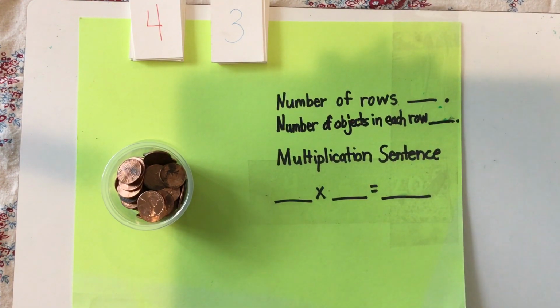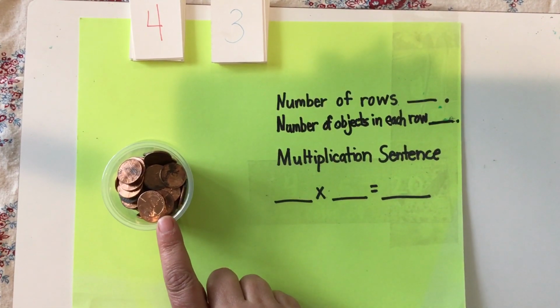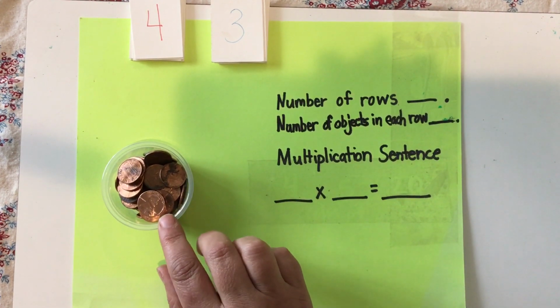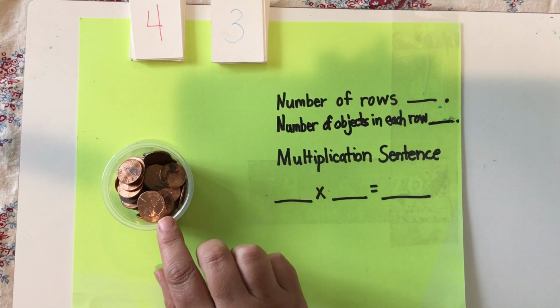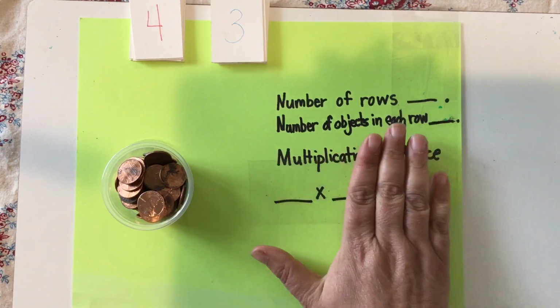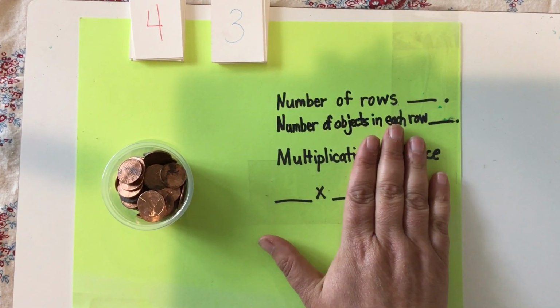So what you need today for your practice is you need your collection. You can use the same collection you used yesterday. I'm just using something different for the video. But remember, they have to be the same units. You're going to need your digit cards, and you're going to use a piece of paper.